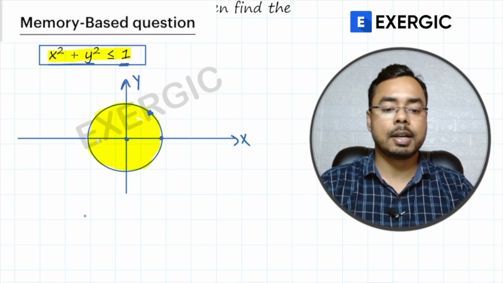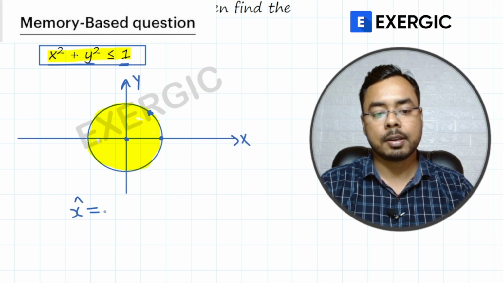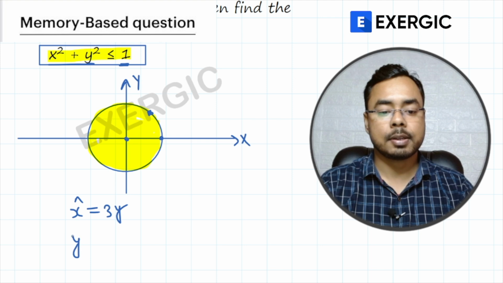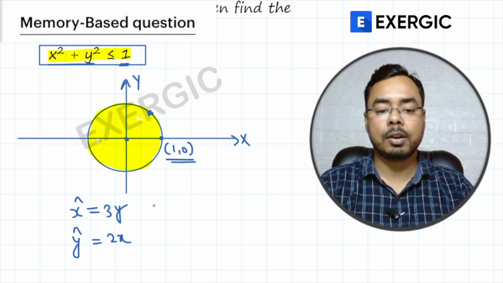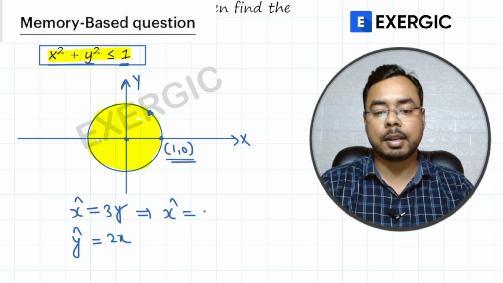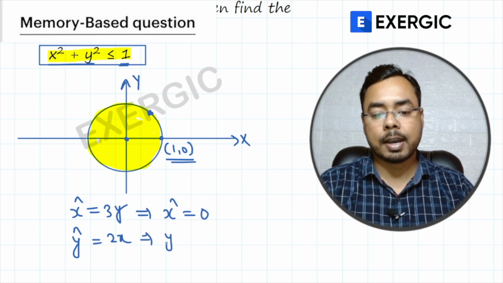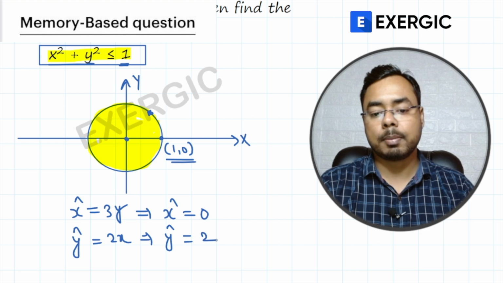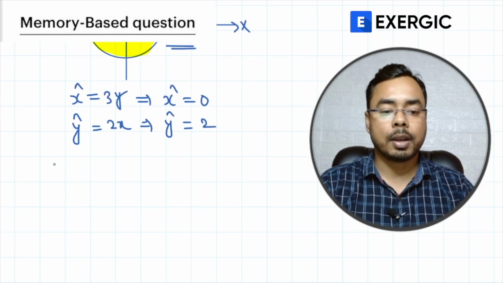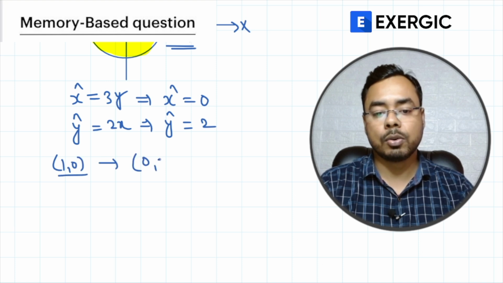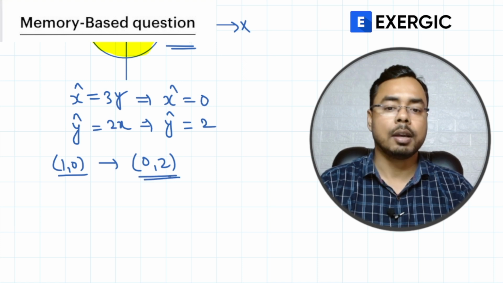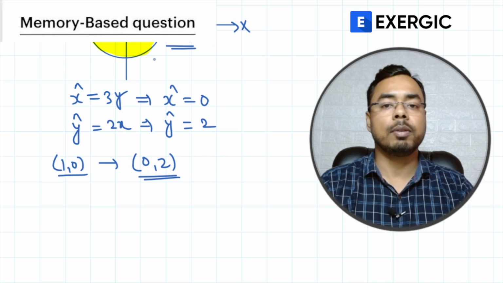Now the transformation is that x cap is 3y, right? And y cap is 2x. Meaning that if I take any point x, y, let us consider the point 1, 0 in this circular disk, then what will be the corresponding point x cap and y cap? So x cap will be 3 into 0, which is 0. And y cap will be 2 into 1, so that will be 2. So this simply means that the point 1, 0 in the xy plane will move to the point 0, 2 in the x cap y cap plane, right?